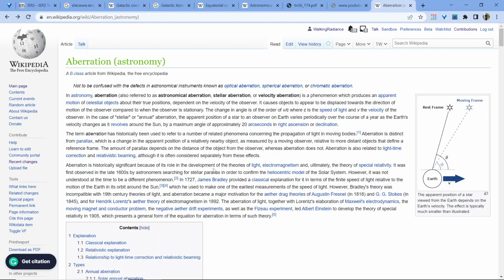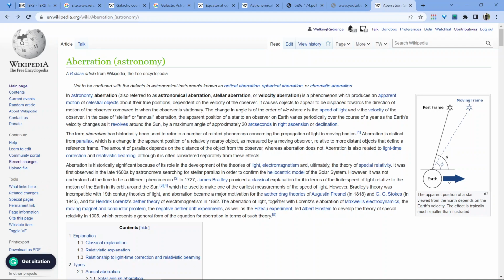Aberration is historically significant because of its role in the development of the theories of light, electromagnetism, and ultimately the theory of special relativity. It was first observed in the late 1600s by astronomers searching for stellar parallax in order to confirm the heliocentric model of the solar system. However, it was not understood at the time to be a different phenomenon. In 1727, James Bradley provided a classical explanation for it in terms of the finite speed of light relative to the motion of the Earth in its orbit around the Sun, which he used to make one of the earliest measurements of the speed of light.